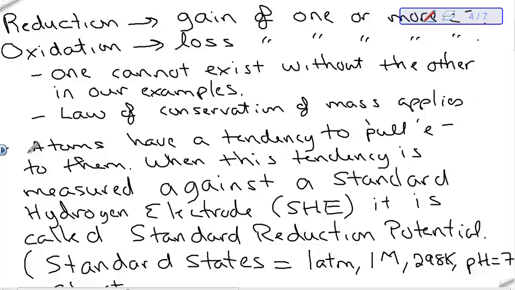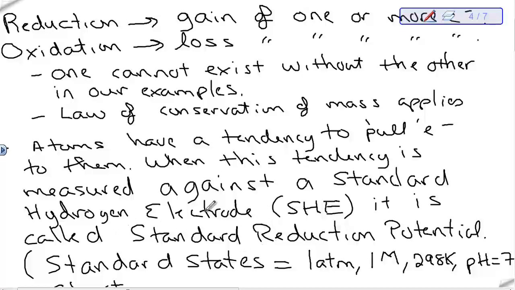So, in a general sense, atoms have a tendency to pull electrons towards them. When it's part of a bond, we can call this electronegativity. But all we really need to understand is they have a tendency to pull electrons toward them to fill up a valence shell. Some of them have a stronger tendency than others, and we can measure this tendency against a defined reference point, just like any measurement.